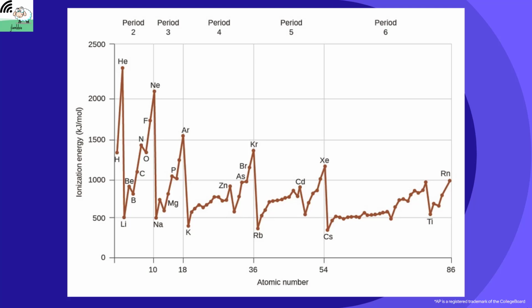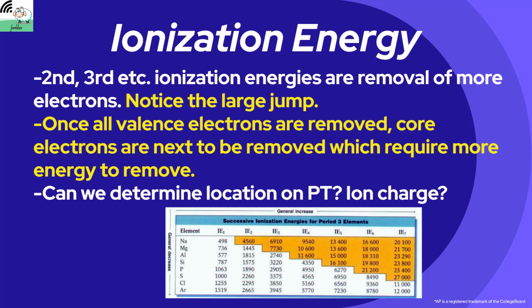It's a bit tricky, but again, if you think about things in terms of Coulomb's law, you should be able to explain and justify these appropriately. Successive ionization energies play a big role as well. Second and third ionization energies are removal of more electrons. I want you to notice the large jump here.